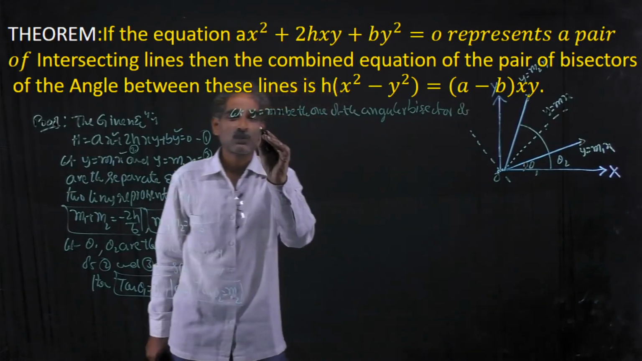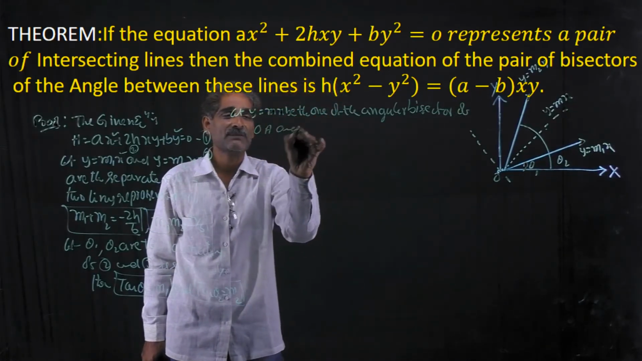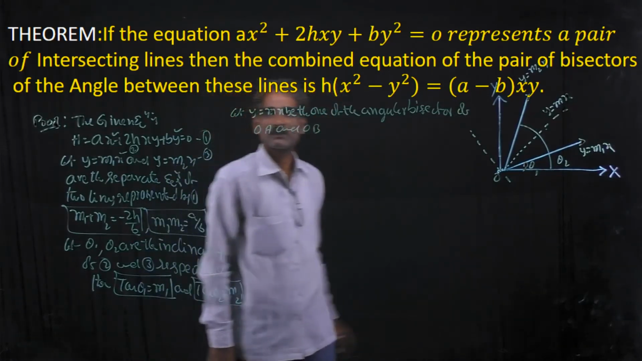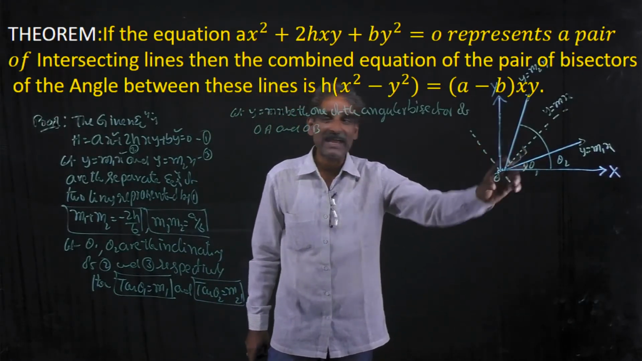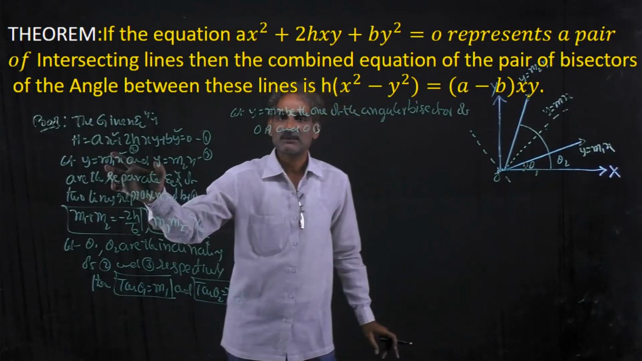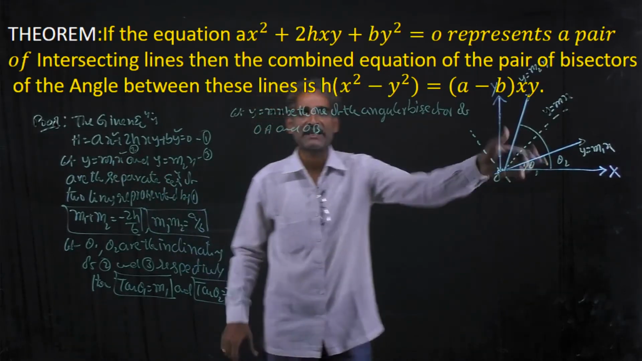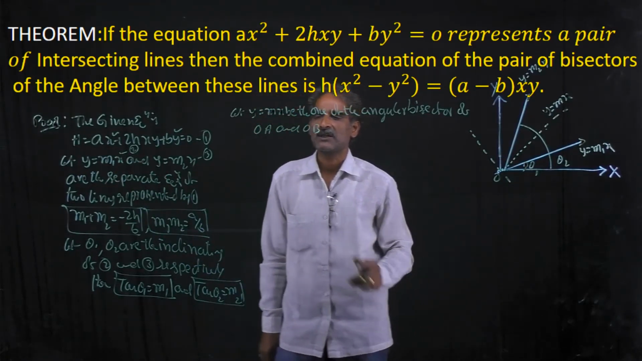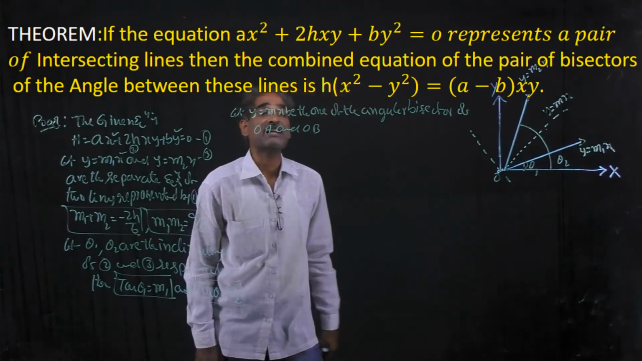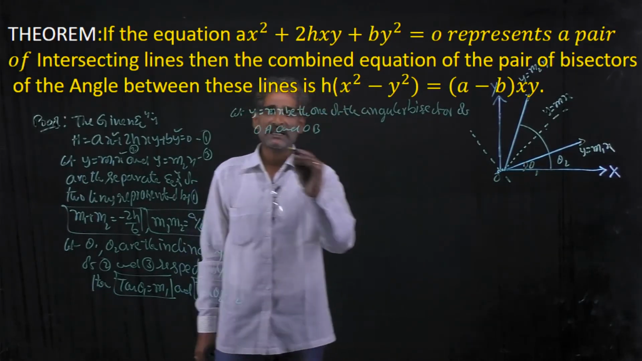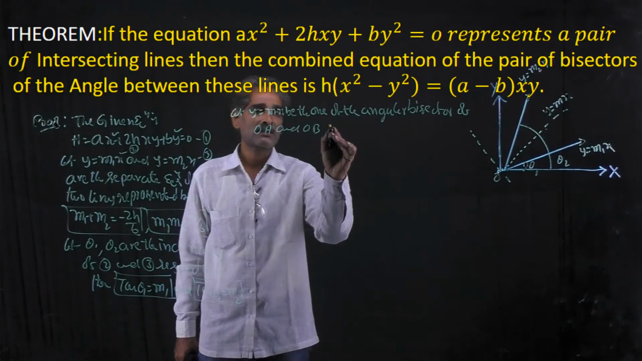Of OA and OB. OA and OB are the two lines. These are the equations of these two lines. Understand? So y equal to mx is one of the angular bisectors of OA and OB. Let theta be its inclination.